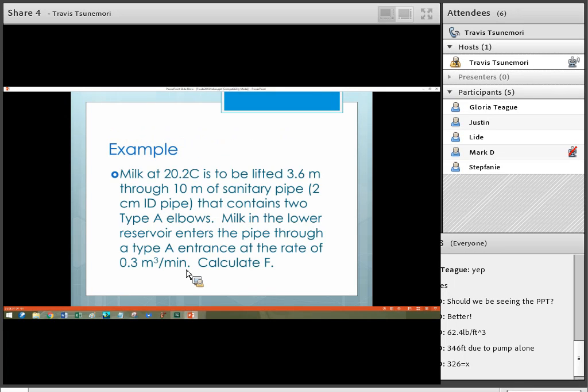Okay, so let's go back to our example. We want to calculate F for this milk situation. Now we really need to draw ourselves a picture. So, milk in the lower reservoir. We've got a reservoir, we've got a pipe coming out of it. It enters the pipe through a type A entrance. And we know from table 2-3, type A entrance has a K of 0.5.